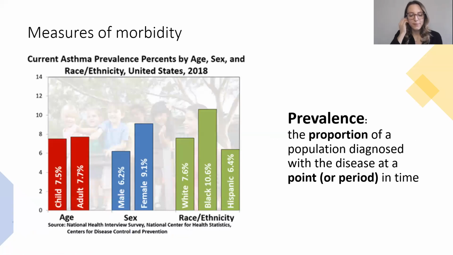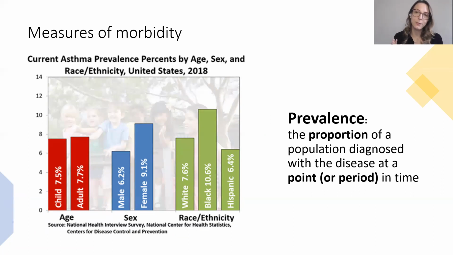This brings us to prevalence. Now, prevalence is somewhat similar to incidence in that it is a measure of disease, a measure of morbidity. But what is quite different about prevalence is that it's the proportion of a population that's diagnosed with a disease during some point or during some period of time. So rather than new cases, it's considering all cases, right?